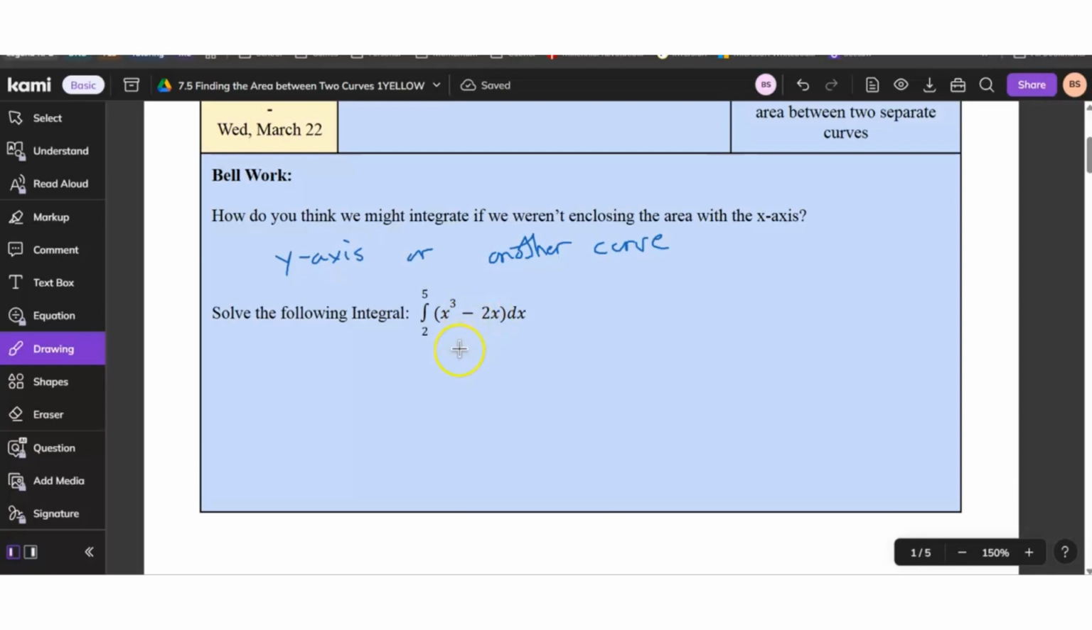All right, solve the following integral. I find the integral, x to the fourth over 4, minus x squared, evaluated from 5 to 0, which tells me 625 over 4 minus 25.